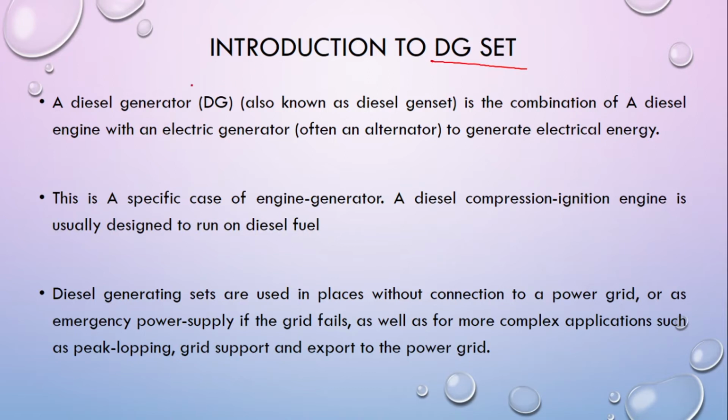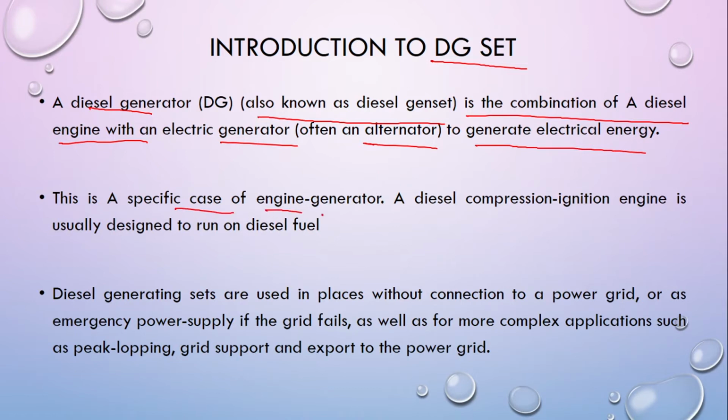A diesel generator, also known as a diesel genset, is the combination of a diesel engine with an electric generator, which we often call an alternator. Basically, in the diesel generator the rotor is connected to the alternator, and through that we are able to extract the electricity we require according to the load consumption and the power demand. This is a specific case of the engine generator.